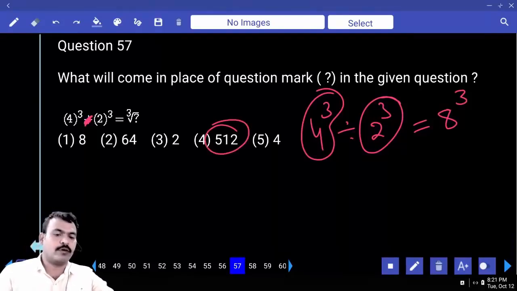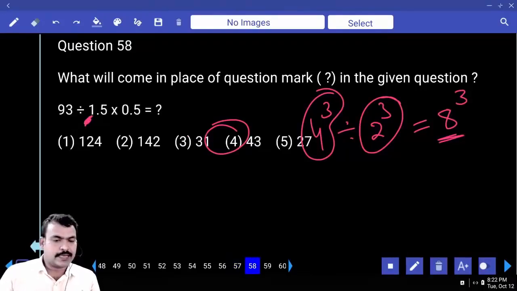4 cube by 2 cube. It is not a plus value, it is division. 4 cube by 2 cube is nothing but we get 8. What is the 8 cube? 512. Next, 58.